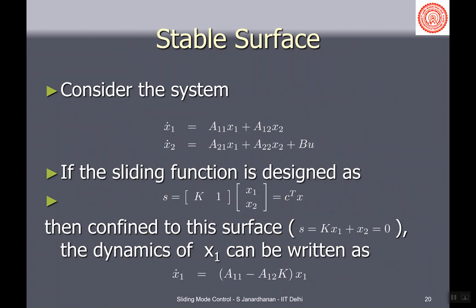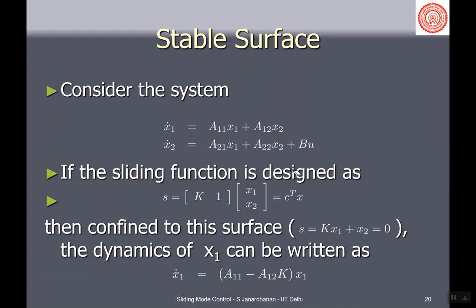Okay, so let's handle each of them separately. First, consider the design of the sliding surface. Again, let's start with the very simple case of a system in which there is a single input, and you design a sliding function. The sliding function is a linear combination of the system states, so something of this structure.